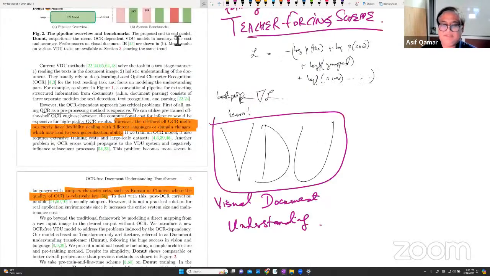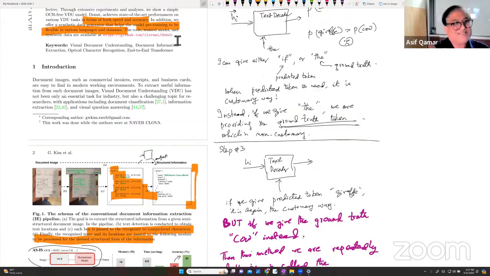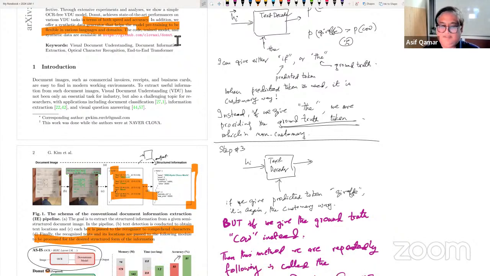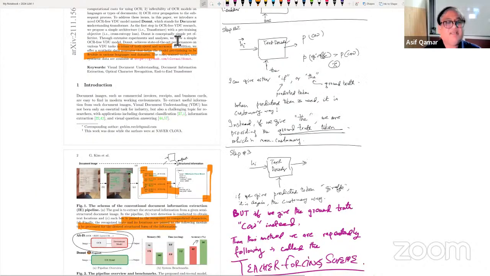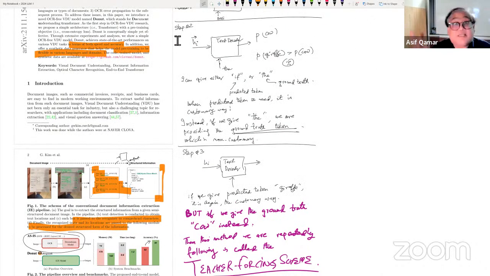OCR uses edge detection and bounding boxes and all of that. None of that is being done. So what happens? The architecture. OCR is made up of two parts: where is the text, and what is the text?